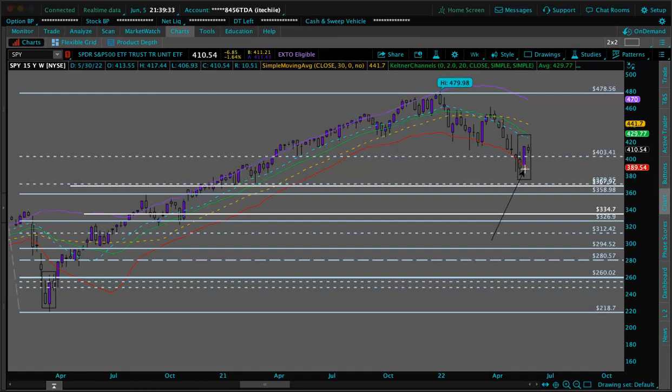Lower Keltner for support, middle Keltner acts as a support or resistance, depending if price is above or below. Upper Keltner, resistance when you're trading from the lower Keltner. Upper Keltner is always the long-term target.